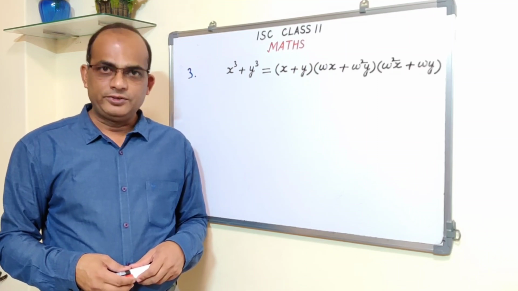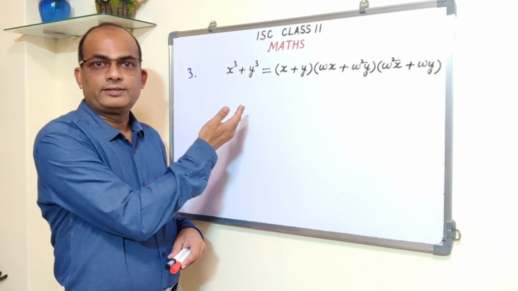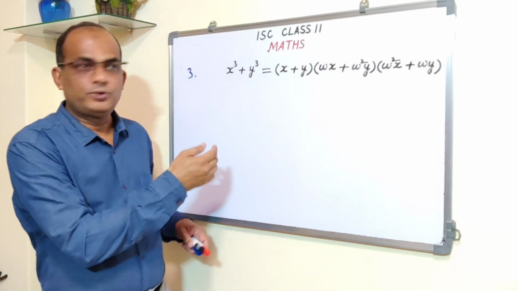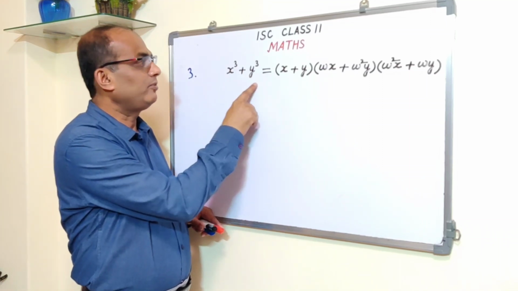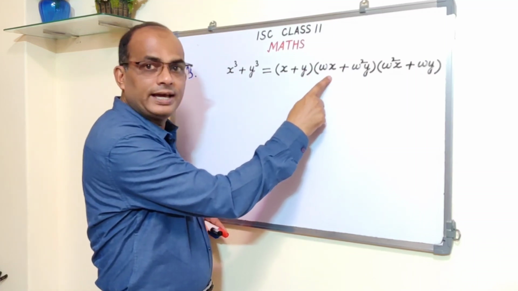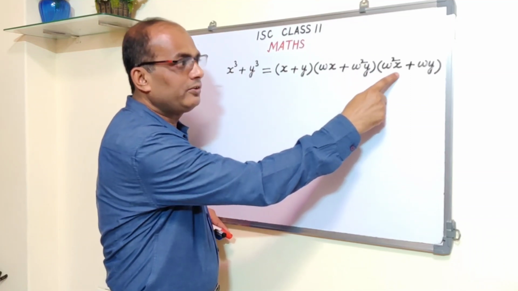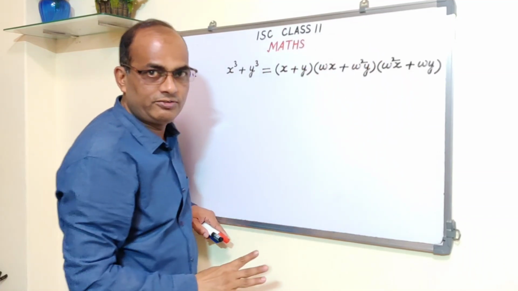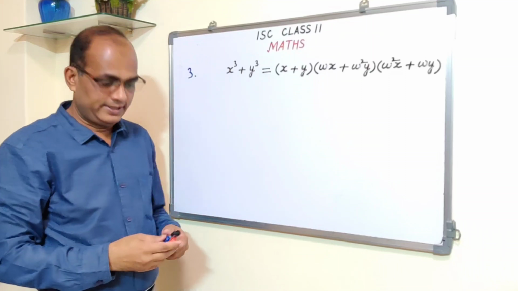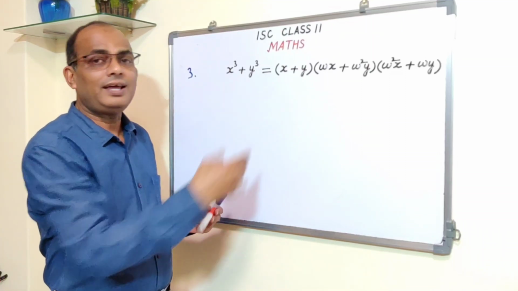Now, the next question is, show that x cube plus y cube is equal to (x plus y) into (omega x plus omega square y) into (omega square x plus omega y). This we have to show. Alright, so let's start. This time we start with the right hand side.